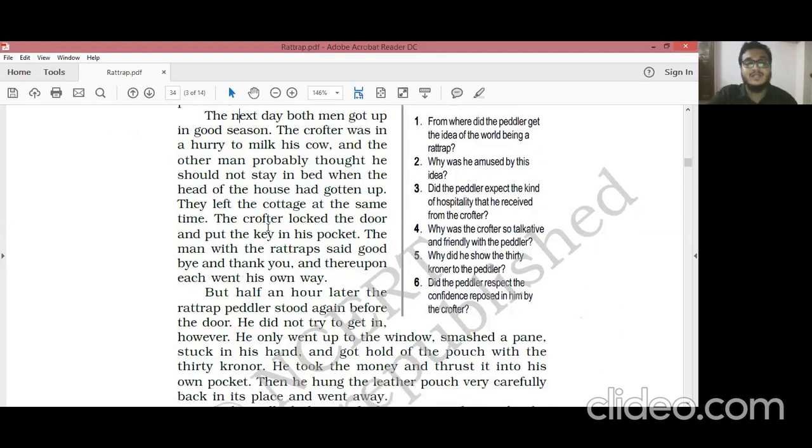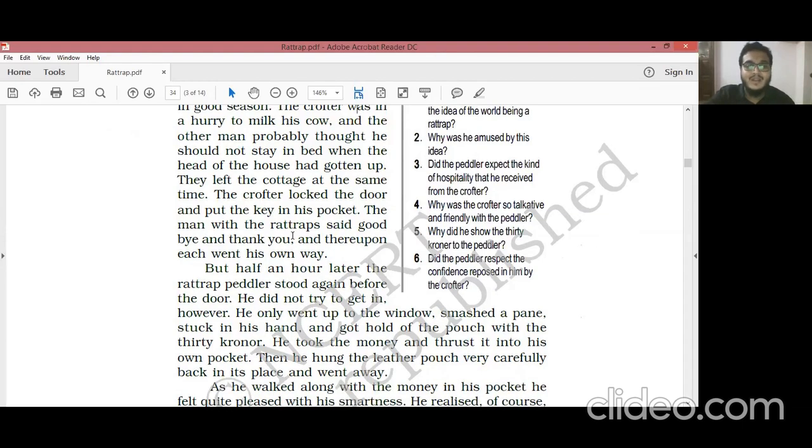They left the cottage at the same time. The crofter locked the door and put the key in his pocket. As per the ritual, both of them woke up and started leaving the house, and the owner of the house has to lock the door. So the owner did the same. The man with the rat trap said goodbye and thank you, and thereupon each went his own way. He said thank you for giving him shelter. Thank you, bye bye. They went in opposite directions.